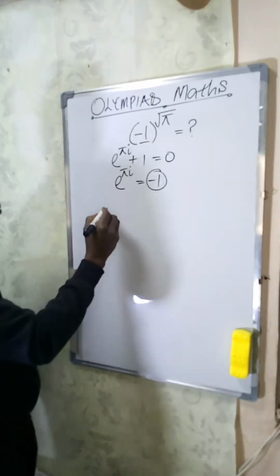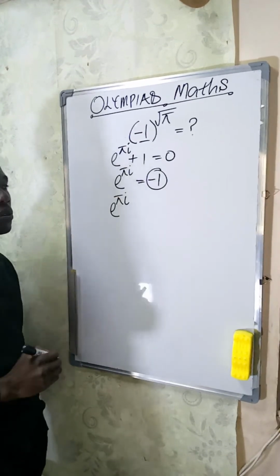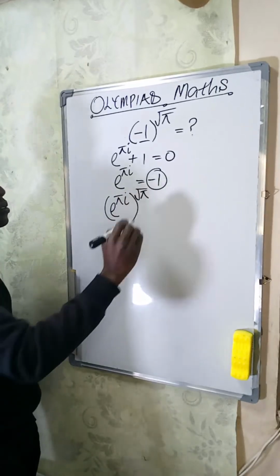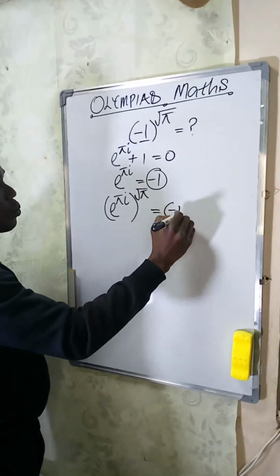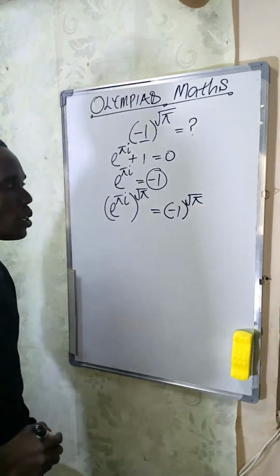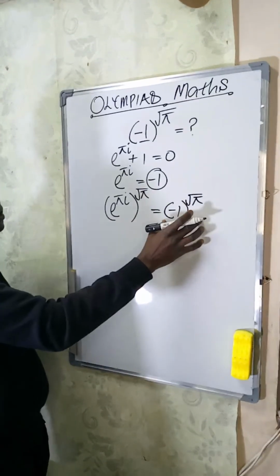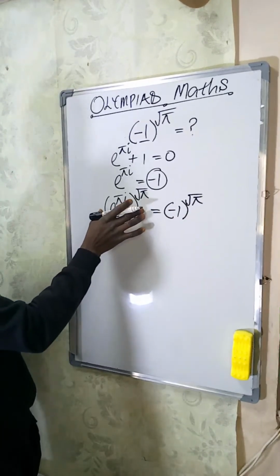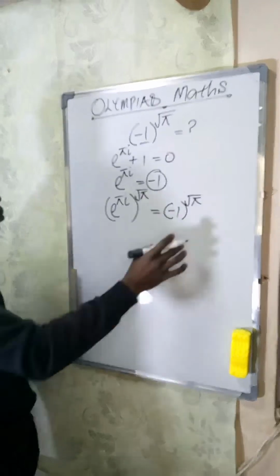So if I do that, I'm going to have that expression to give me e to the power of pi i, multiplied by the square root of pi. Great. And this whole thing can still be equal to negative 1 to the power of the square root of pi. Now that means if I can get a value of this, this can simply give me the result of this. Now what I'm going to do is to simplify this expression. And once I simplify this expression, I'll be able to get the value of this.